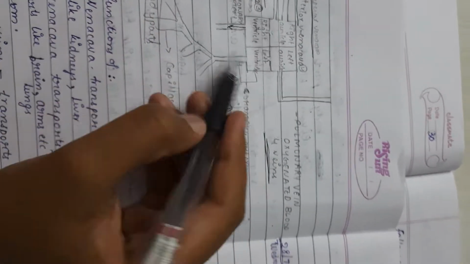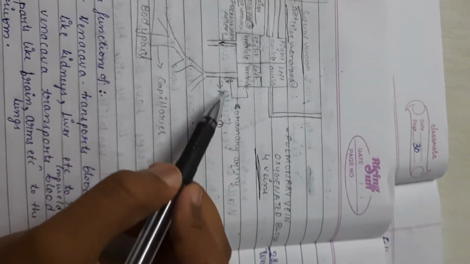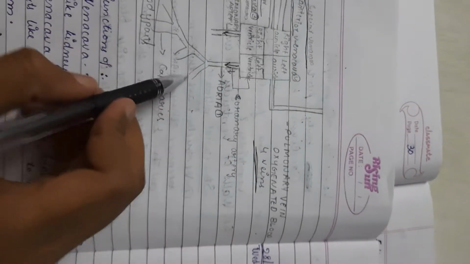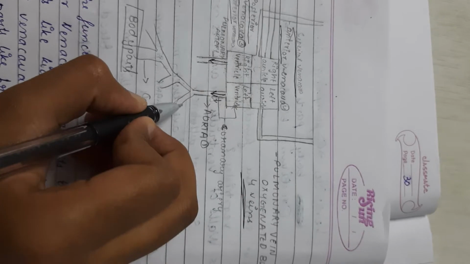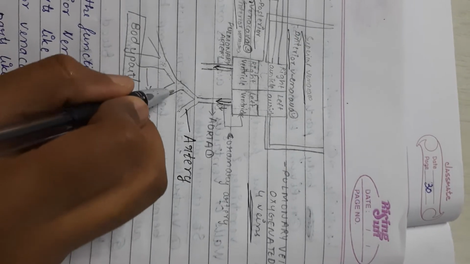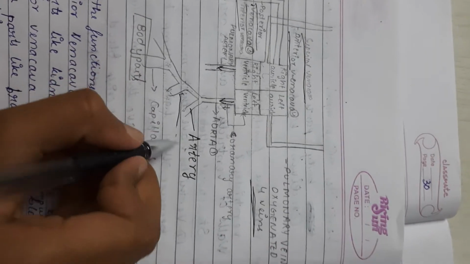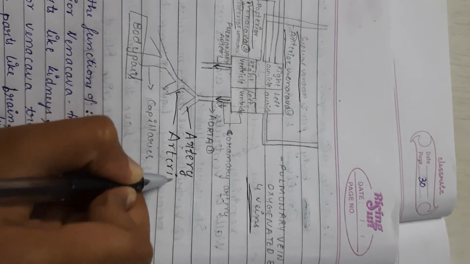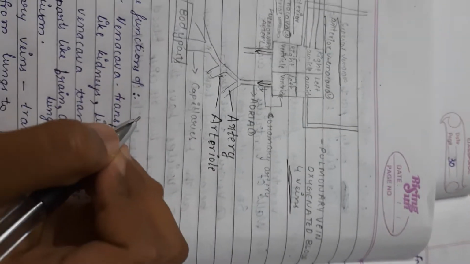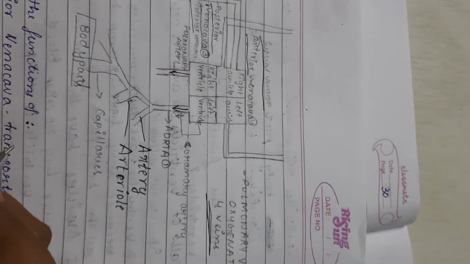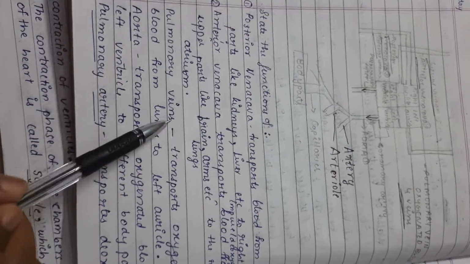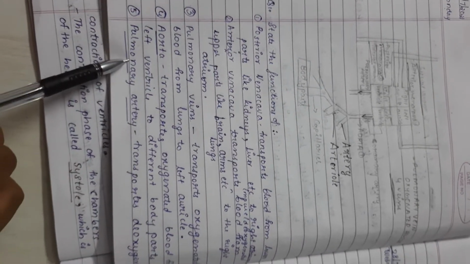The right ventricle gives blood into the pulmonary artery, and the left ventricle gives blood into the aorta. The aorta branches and rebranches. This is called an artery, this is called an arteriole, and these are called capillaries, also called arterial capillaries. These are the functions of the posterior vena cava, anterior vena cava, pulmonary veins, aorta and pulmonary artery.